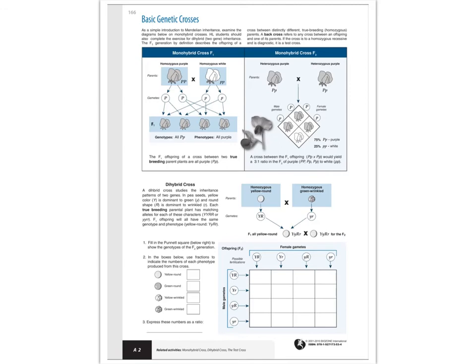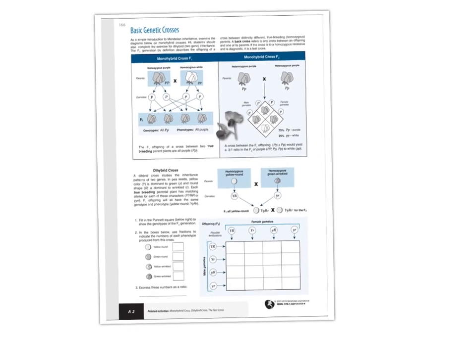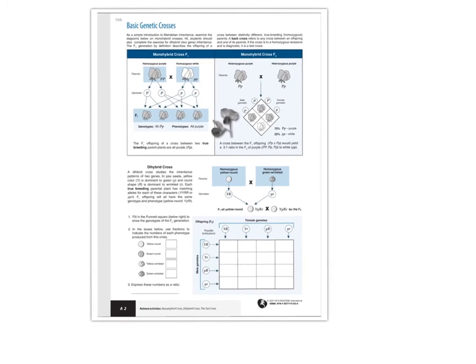Basic genetic crosses, again, this is something you should be able to do. There's a Punnett square. We did it in class. You'll have a quiz when I get there on Thursday going over this.